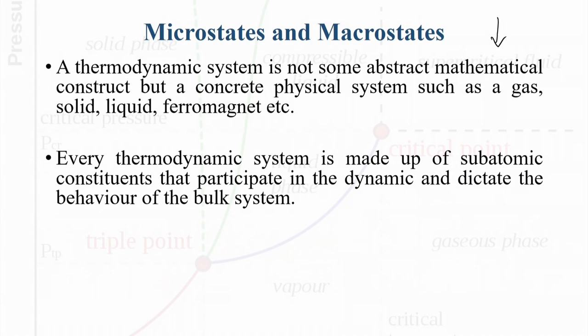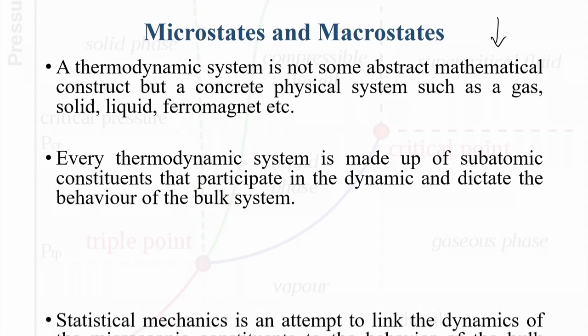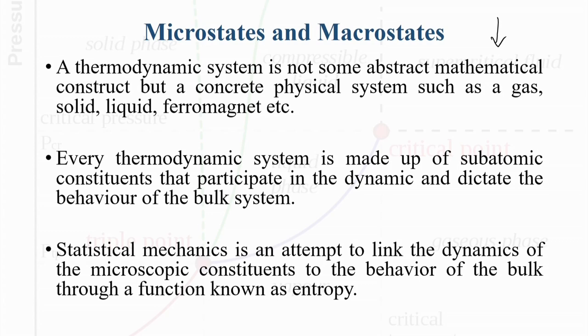So, every thermodynamic system is made of subatomic constituents that participate in the dynamics and dictate the behavior of the bulk system. Now, what is statistical mechanics? It is an attempt to link the dynamics of the microscopic constituents of matter to the behavior of the bulk system through a function known as entropy. So, this is a preamble. It is important for me to say all this, because you will see how this gets linked to what I am going to say next, which is about macrostates and microstates.